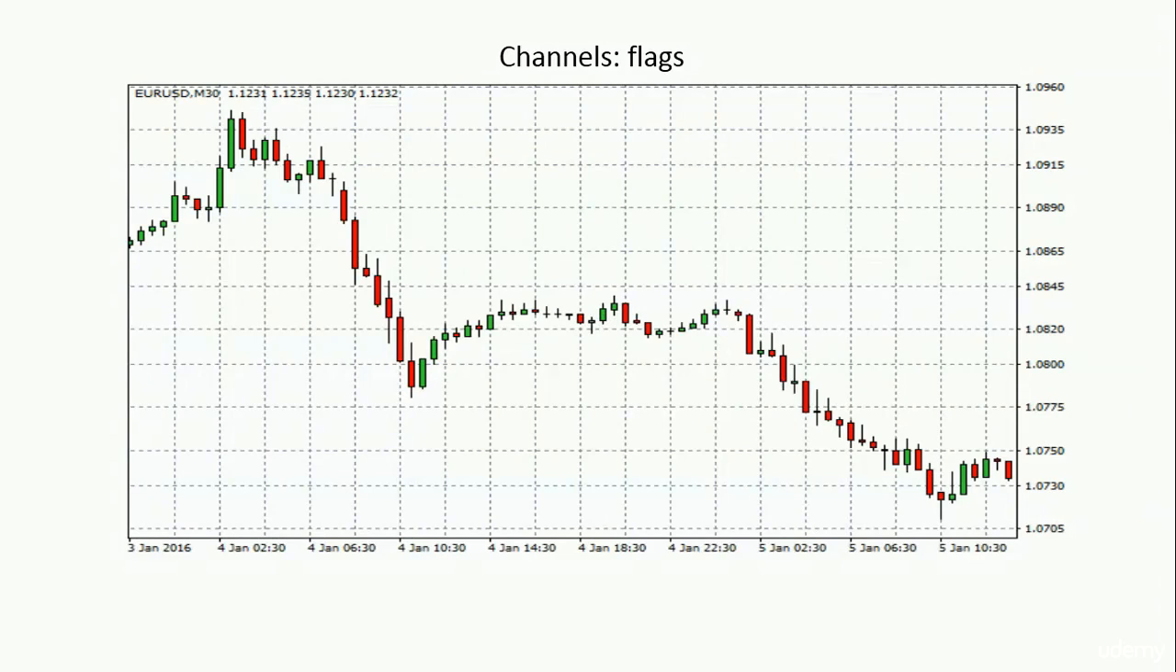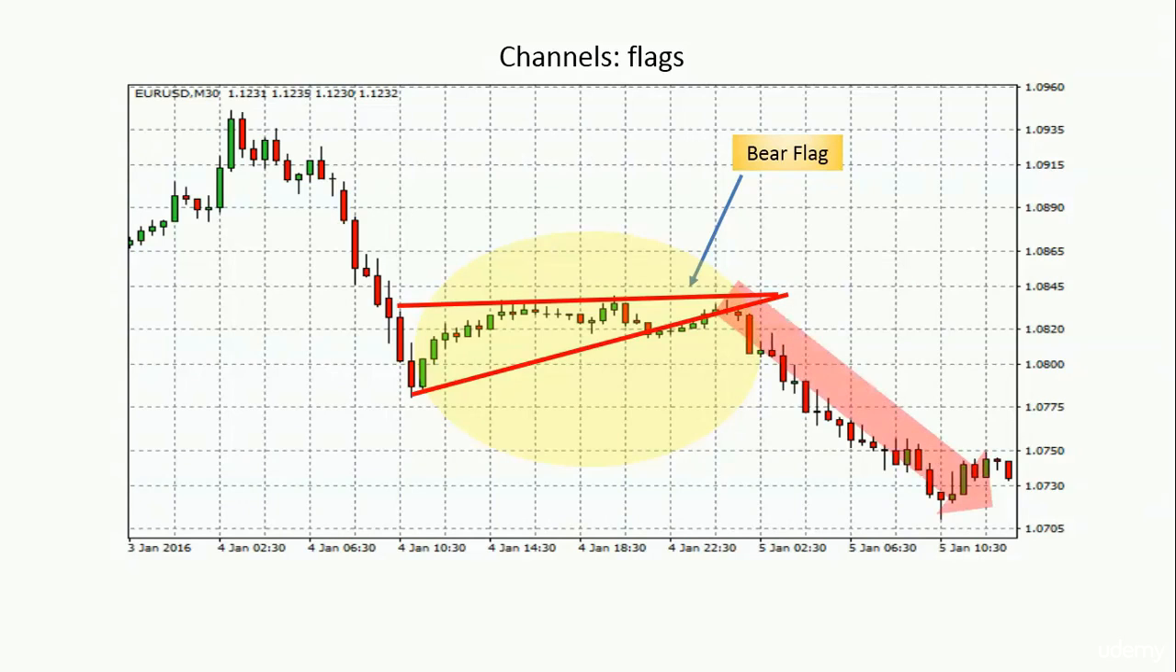As you see in this chart, the price was in a strong downtrend. Then the price paused in this area and formed an uptrending triangular channel, which is considered a bear flag. Then the price broke this uptrending channel to the downside to resume the downtrend. Flags similar to the one presented here and in the previous examples are usually trend continuation patterns.